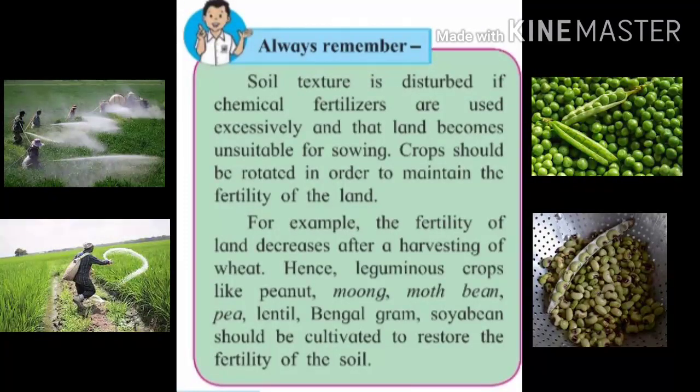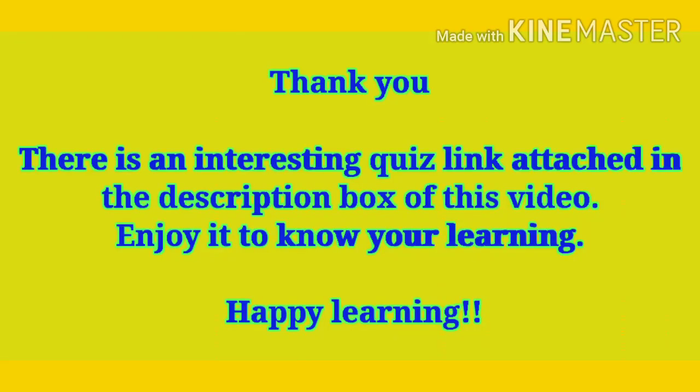Always remember, soil texture is disturbed if chemical fertilizers are used excessively and that land becomes unsuitable for sowing. Crops should be rotated in order to maintain the fertility of the land. For example, the fertility of land decreases after a harvesting of wheat. Hence, leguminous crops like peanut, moong, moth, bean, pea, lentil, bengal gram, soybean should be cultivated to restore the fertility of the soil.